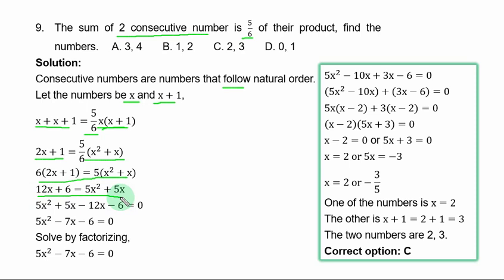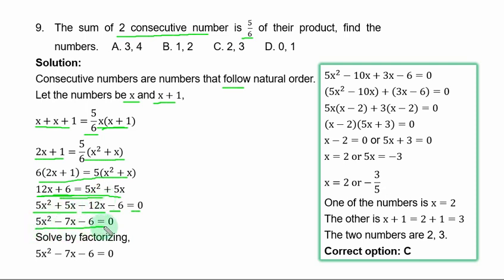To factorize, one of the sides needs to be 0, so transfer these 2 terms to the right hand side. So already you have 5S squared plus 5S there. You transfer plus 12S, it becomes minus 12S. Transfer plus 6, it becomes minus 6, then equal to 0. If you add like terms, precisely these two, you have this result.